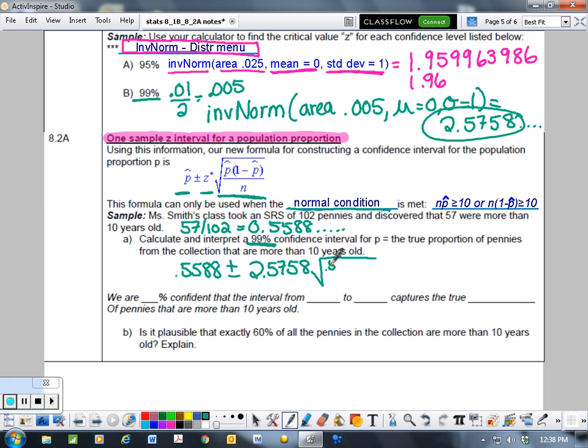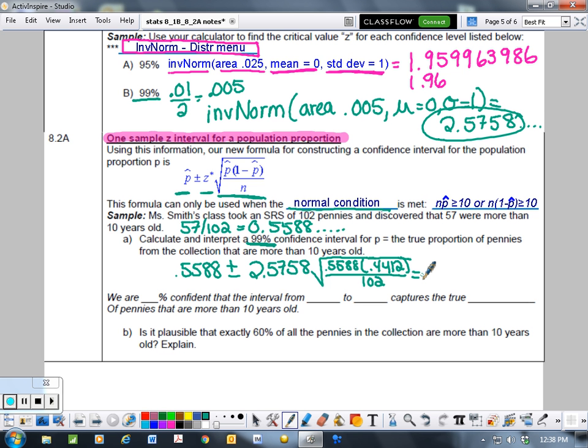So 0.5588, and then 1 minus 0.5588, 0.4412, all over our sample size, 102. So I'm going to go ahead and start with that standard deviation. 0.5588 times 0.4412, divide by 102. Then I'm going to square root it. So I got a standard deviation of 0.049.